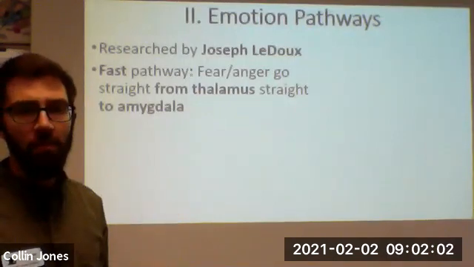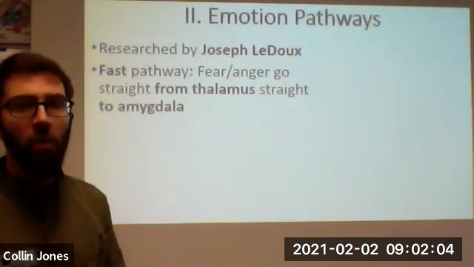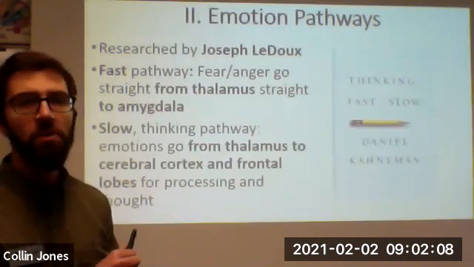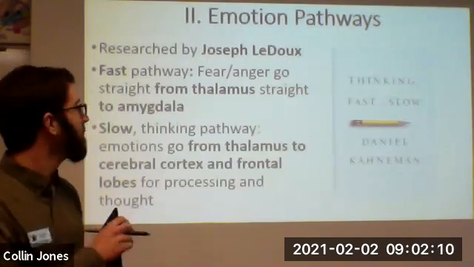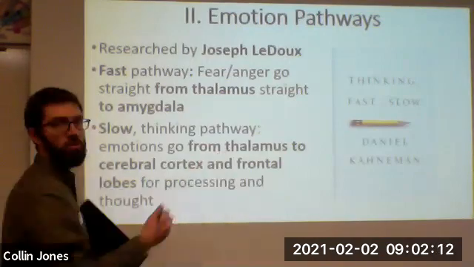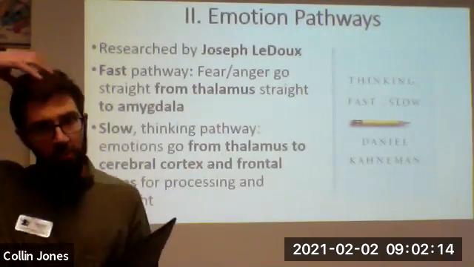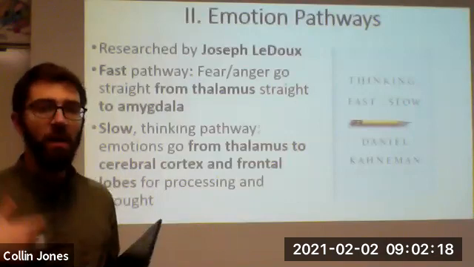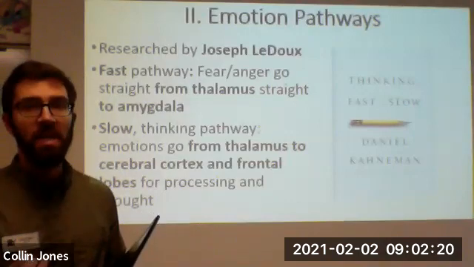Now, most of the time, your more complex emotions, we call them your slower emotions, okay? And those emotions don't go straight from the thalamus to the amygdala, but instead, those emotions go from the thalamus up to your brain, the cerebral cortex, where they bounce around so you can think about and process that information and come to a conclusion.